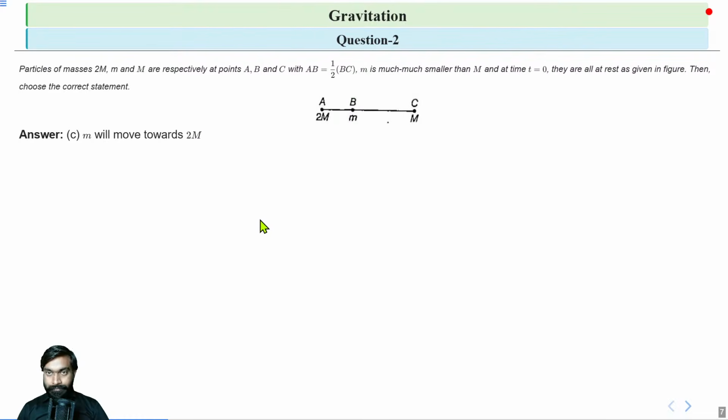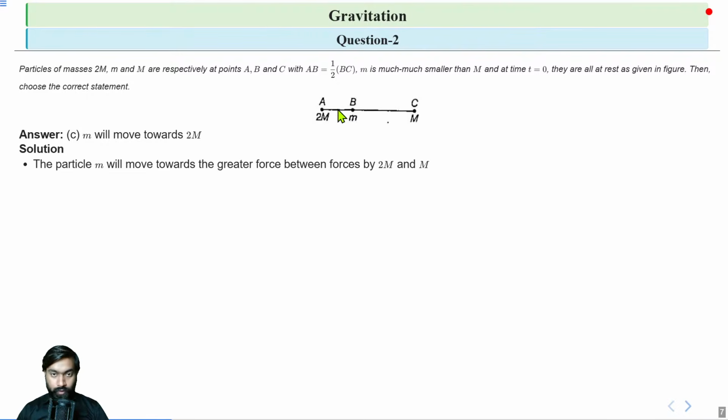Let's see the solution. So the correct option is C. Small m will move towards 2 into capital M. It means this small m moves towards A from B. So let's see the solution. The particle small m will move towards the greater force between the forces by 2M and capital M. So the small m is situated between 2M and capital M.